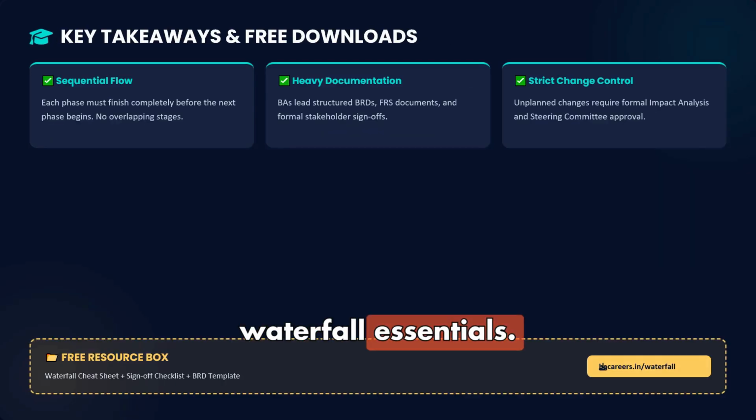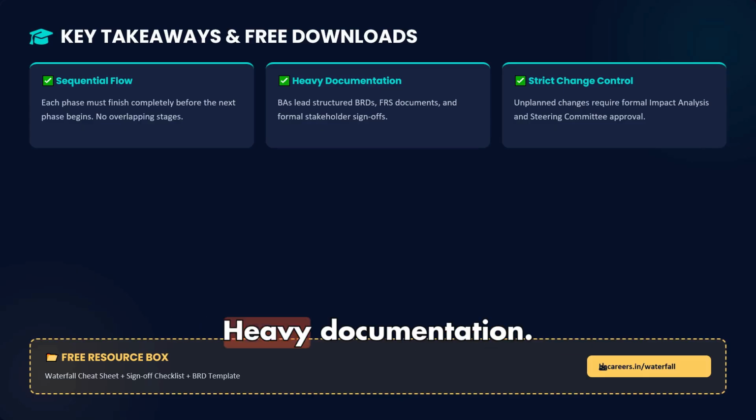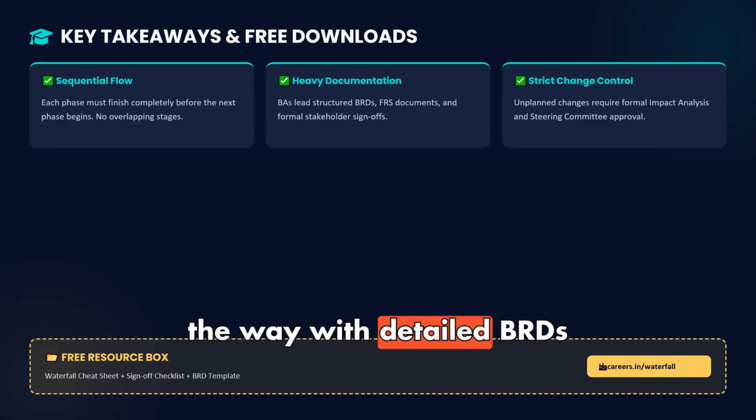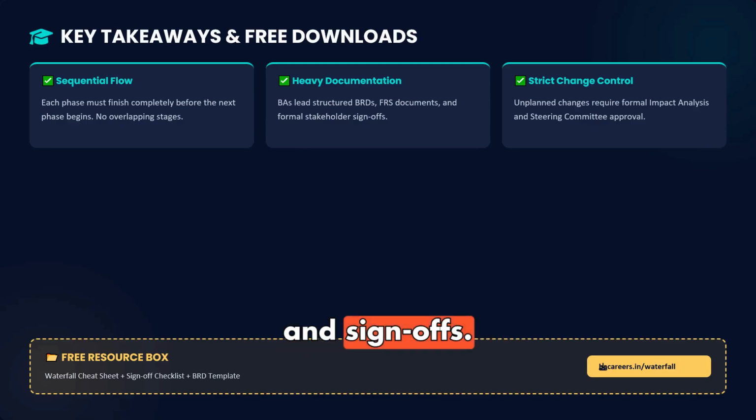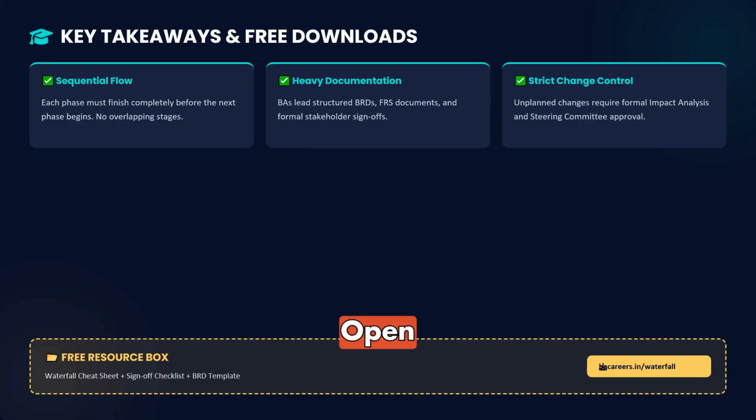Let's recap today's waterfall essentials. Sequential flow: each phase must finish before the next begins. Heavy documentation: business analysts lead the way with detailed BRDs and sign-offs. Change control is critical: any scope change requires a formal CR.